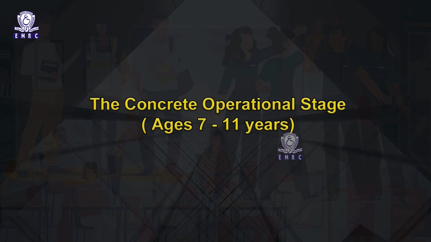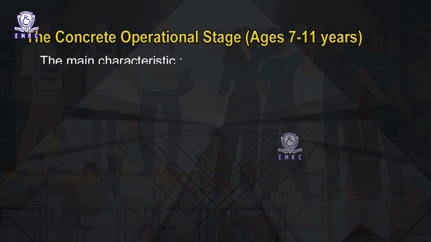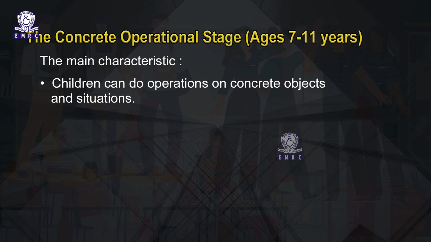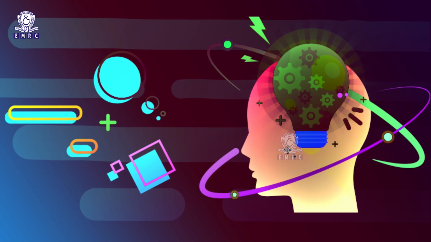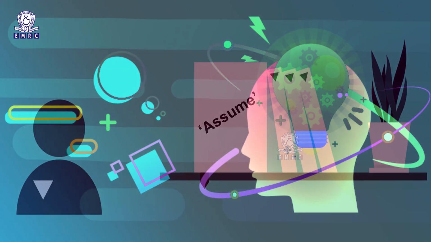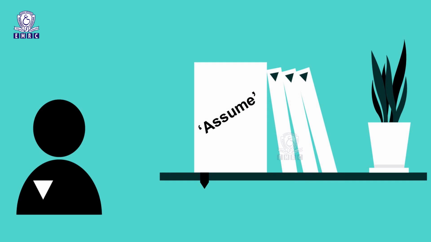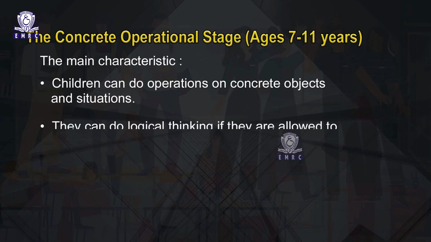The third stage of Piaget's theory is the concrete operational stage, which is for children from 7 years to 11 years old. The main characteristic of the concrete operational stage is basically that children can do operations on concrete objects and situations. However, they will find it hard to solve abstract problems and have difficulty with words like "assume" that relate to mental conjecture. They can do logical thinking if they are allowed to manipulate objects.